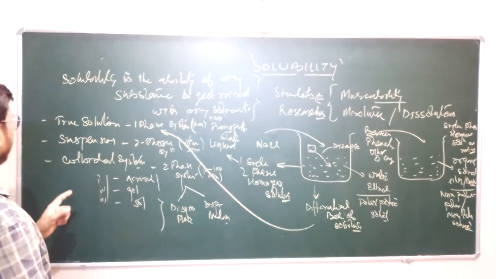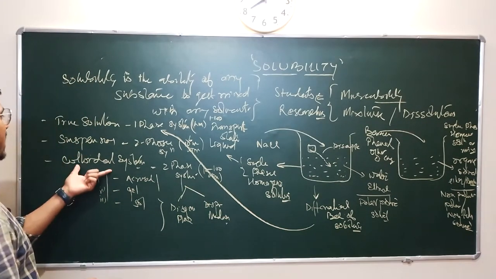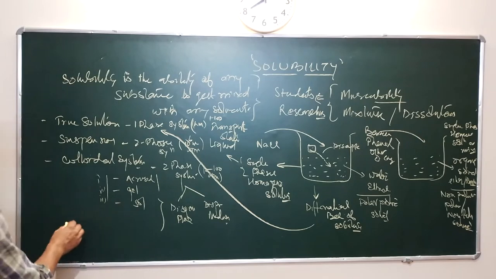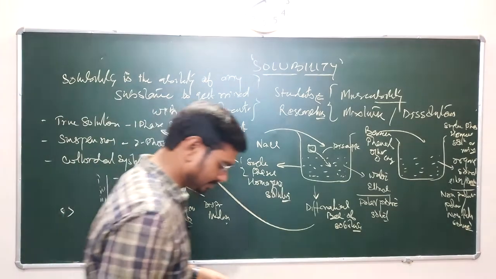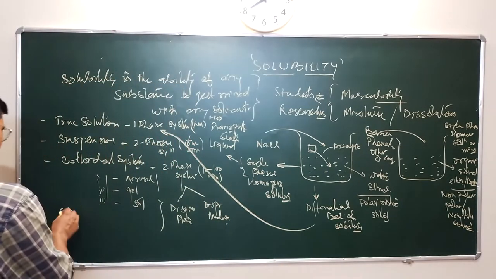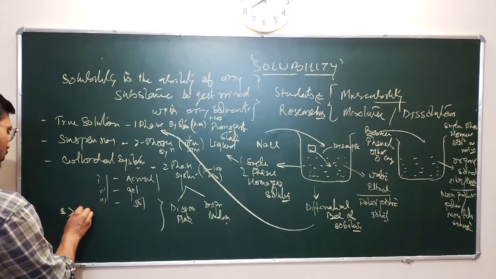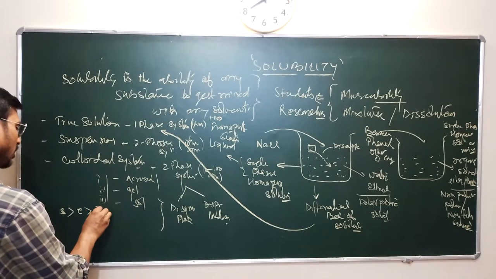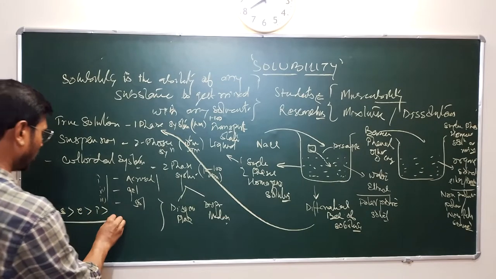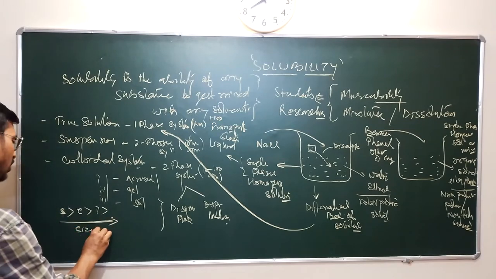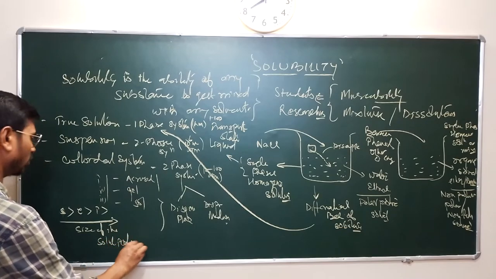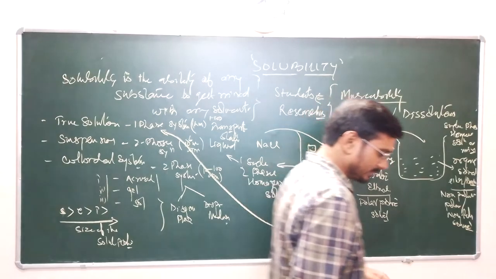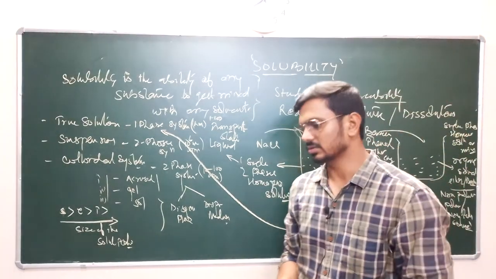So let me correct myself: the particle size of solute generally follows this order. First, suspension, with the highest size of particles, but they are not visible by eyes. And then it comes to a colloidal system, colloids. And then finally, true solution. This is the order of the size of the solute particle.